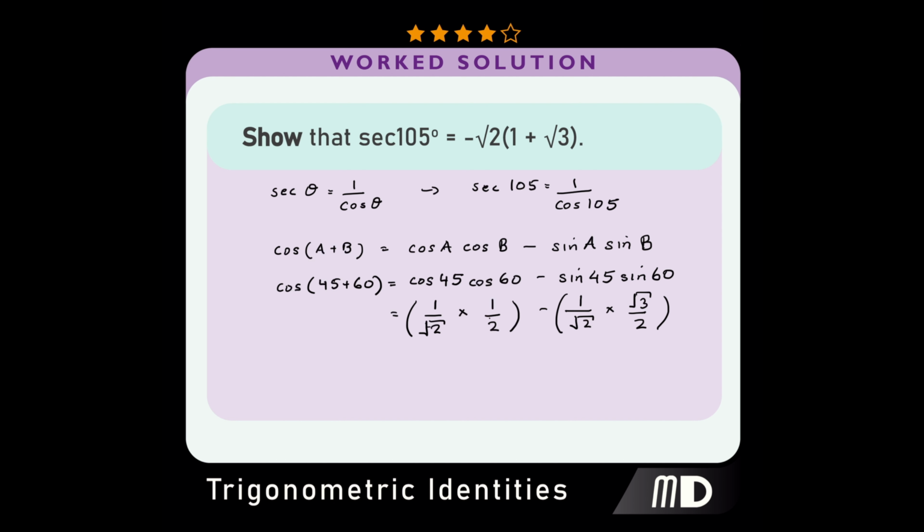This can be simplified further to give 1 divided by 2 multiplied by the square root of 2, minus the square root of 3 divided by 2 multiplied by the square root of 2, which can be further simplified to give 1 minus the square root of 3 divided by 2 multiplied by the square root of 2.